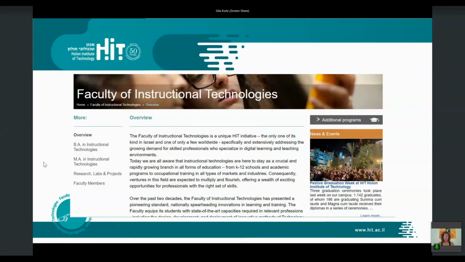Basically we teach students how to use technology for learning within the corporate or the education sector. We have a bachelor degree and we also have a master degree, and I've been the dean for almost four years. And this is me in Israel. And by the way, today is the Independence Day of Israel, so everyone is off. And this is why you see me at home.